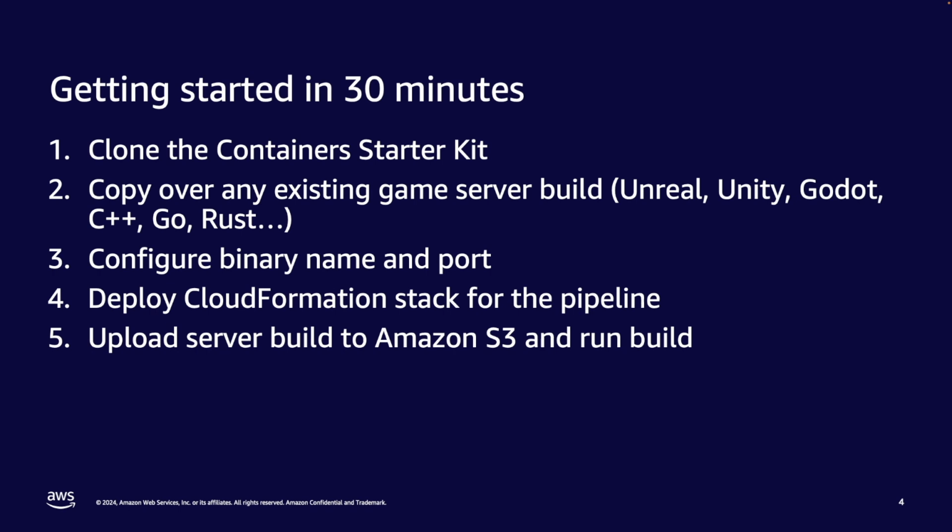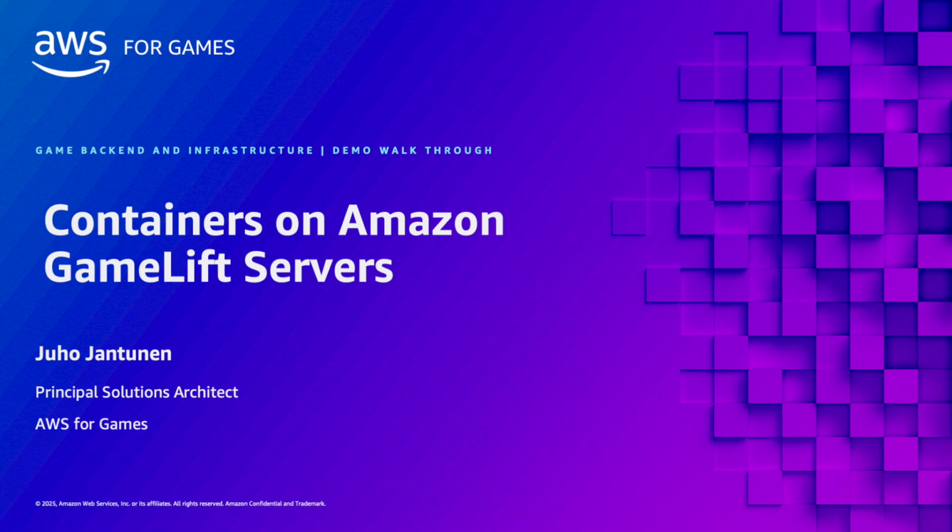The container starter kit, you can get started pretty quickly. Just clone the repository. You can bring in any existing game server builds. So this could be Unreal, Unity, Godot, C++, Go, whatever you happen to have. It can be any binary that runs on Linux. You just configure a few things in the starter kit. So you define the name of the binary, where it's located, and the port you're using for the connection. Then you deploy that CloudFormation stack that I showed for the deployment pipeline, upload the game server build, and run the build. So this shouldn't take you more than 30 minutes.